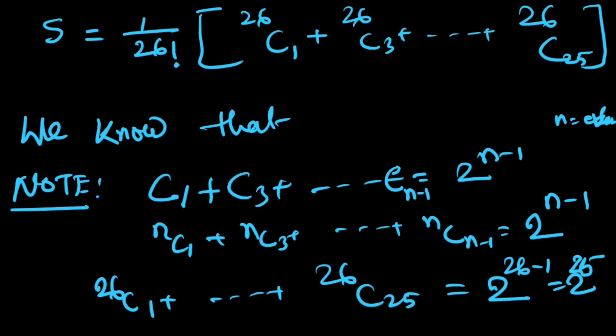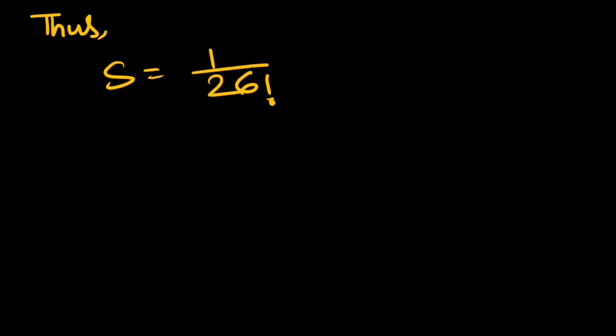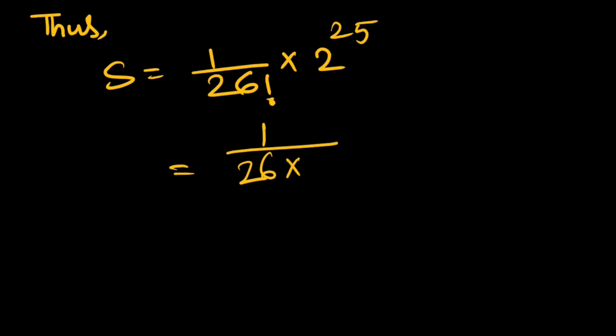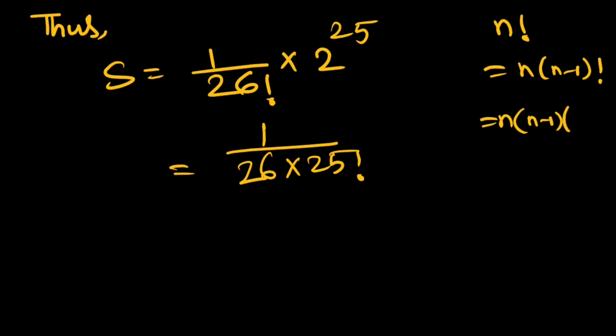Thus S is equal to 1 over 26 factorial, and this summation part is 2 to the power 25. Now we break 26 factorial as 26 times 25 factorial, because n factorial is equal to n times (n minus 1) factorial, which is n times (n minus 1) times (n minus 2) factorial. In this way we break it, and here 2 to the power 25.